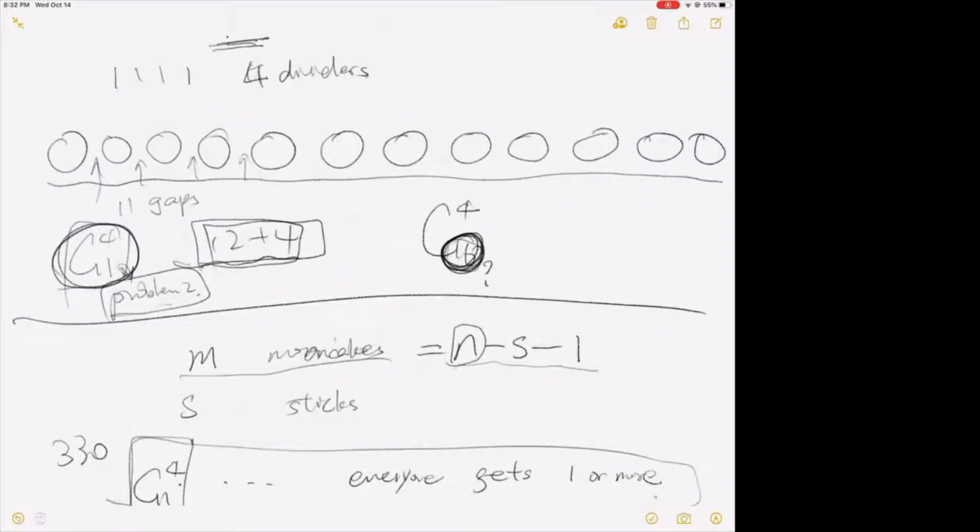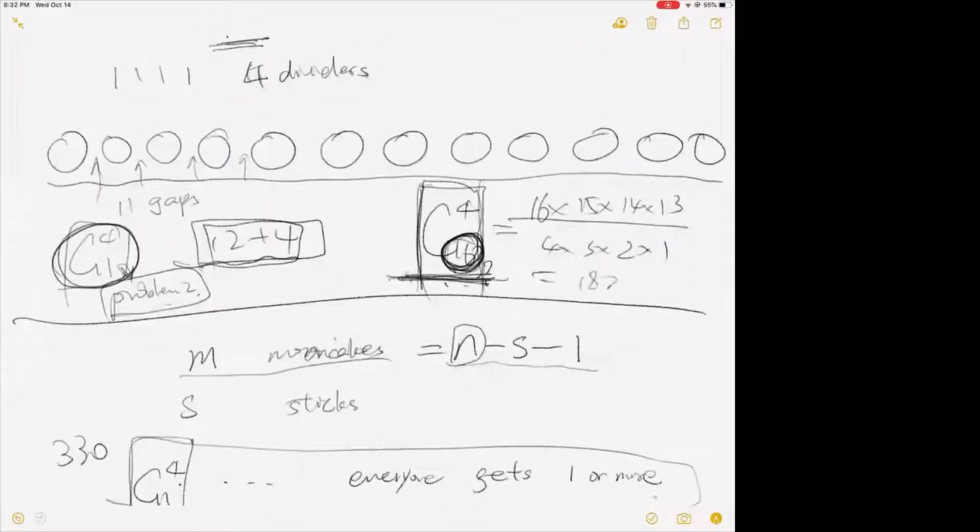Eric early on mentioned actually 16 choose 4. That's actually the easiest answer. Why is it 16 choose 4? I still need people to explain this to me, okay? Actually, by the way, if you do 16 choose 4, then you're getting the same number: 16 times 15 times 14 times 13 over 4 times 3 times 2 times 1, and this is also 1820, okay? So I need someone to explain why it is 16 choose 4.